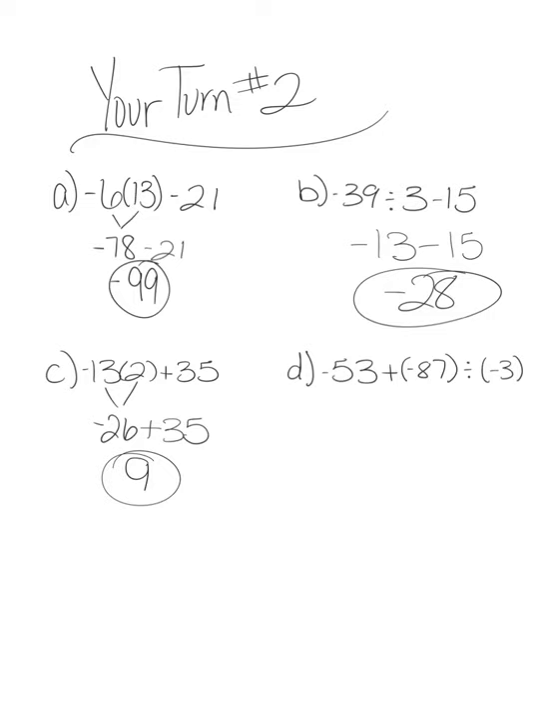And lastly, part D, negative 53 plus negative 87 divided by negative 3. So even though going left to right we have addition first, we still need to begin with division. So negative 87 divided by negative 3 is a positive 29. And then negative 53 plus 29, I'm going to subtract and get negative 24.